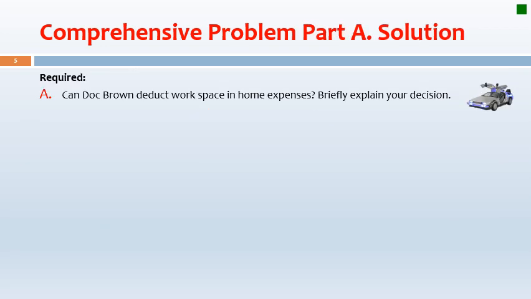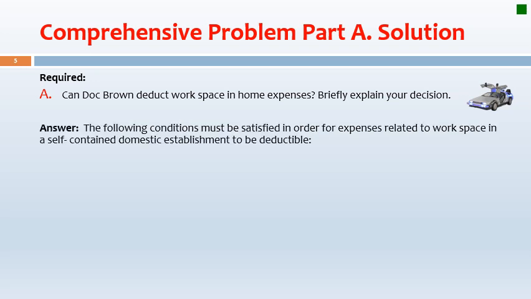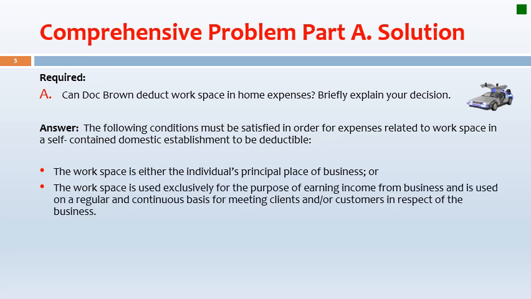The first of the requireds here, part A, addresses whether or not Doc Brown can deduct the home office related expenses that he incurs. Now there are specific requirements in order to take these deductions. You can't just automatically take them. So in order to be able to deduct workspace in home or home office expenses, the following conditions have to be met. The workspace has to be either the individual's principal place of business, or the workspace has to be used exclusively for the purpose of earning income from business and is used on a regular and continuous basis for meeting clients and or customers in respect to the business.